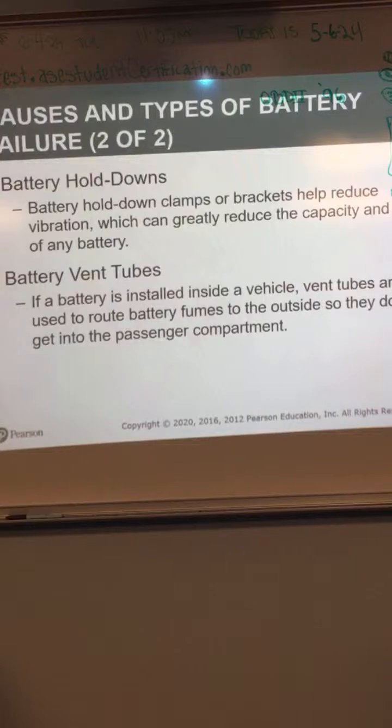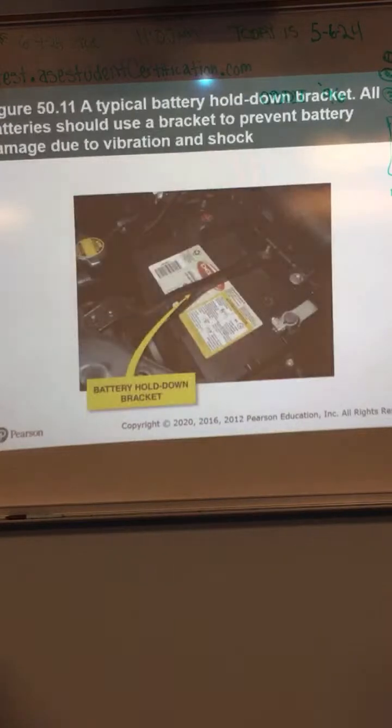Battery hold downs, those just keep the battery in place, keep vibration from tearing the battery up. Battery vent tubes, sometimes they're installed on a vehicle that has the battery inside the car. You've probably seen those. It's to route those fumes outside, so they do not get into the passenger compartment.